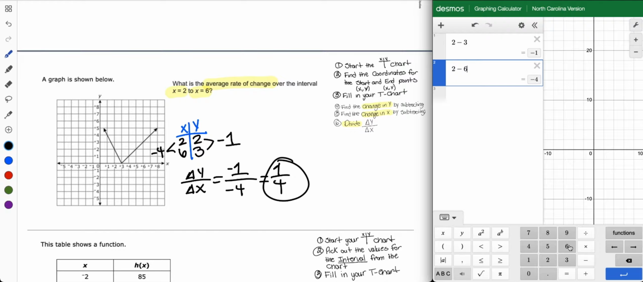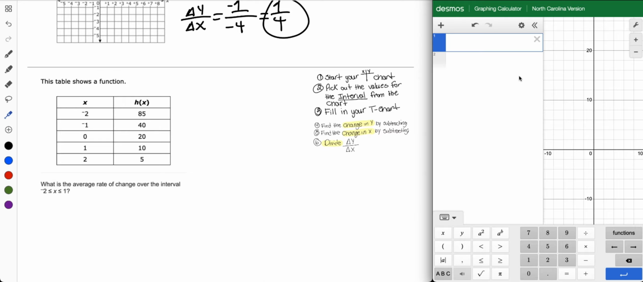So the first thing you do is create your t-chart. You find the coordinates on the graph line. So we found our coordinates to be 2, 2, 6, 3. And then you put them in the table. Find your changes between your y's and your changes between your x's. And then divide. And we got our slope to be 1/4. All right, so now let's move to our next.